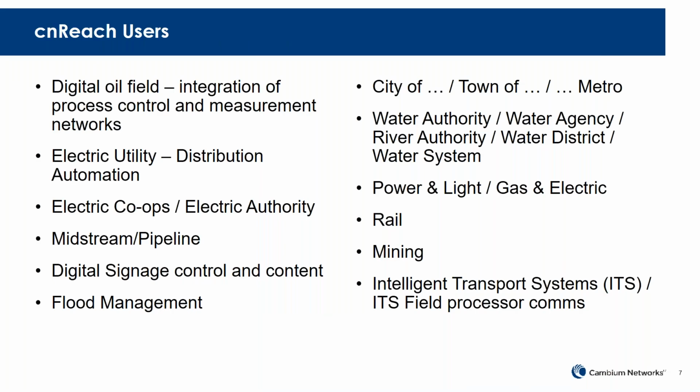So there are a lot of different potential customers and users for cnReach. If you look across this list, these are some of the examples of different types of companies around the world that are using the products. So of course, oil fields, electric utilities. We talked about a pipeline application. We have some customers in the rail industry and the mining industry using this for digital signage. So very remote areas where they want to push content out to these digital signs. They can use cnReach for that.